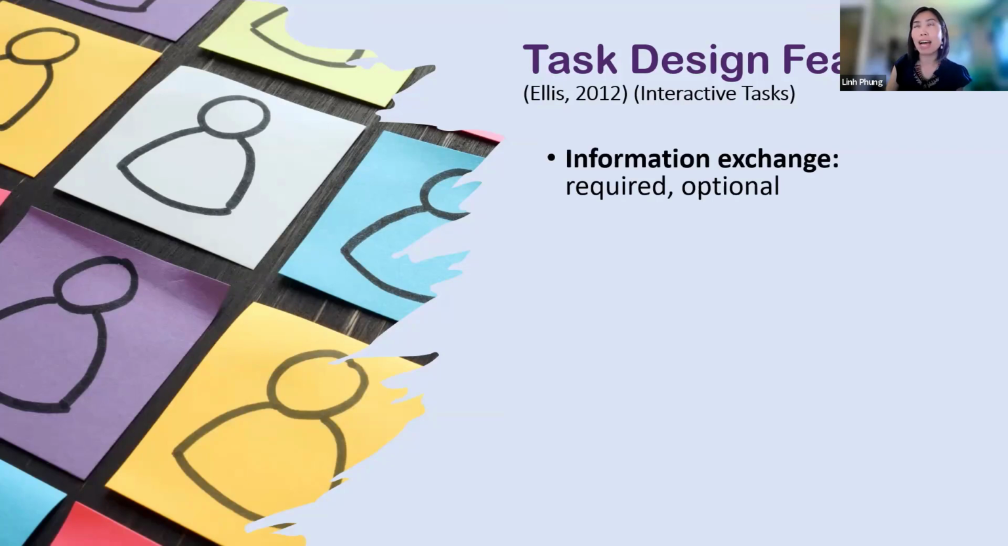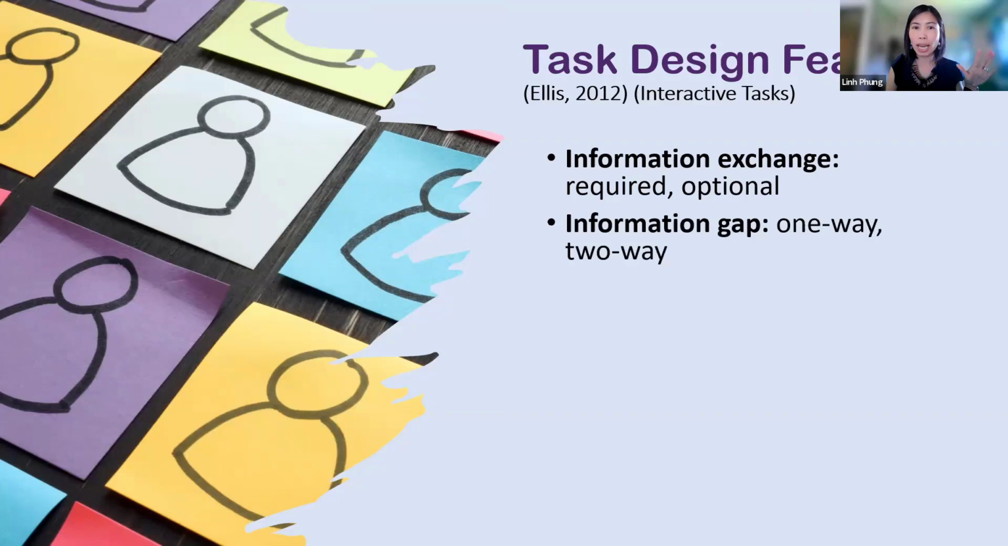So when you design a task, you may think about whether information exchange is required or optional. Exchange in the sense that you and I have to exchange information. Whether the information gap is one-way or two-way. In the previous example, you can see that the information gap is two-way, right? Both people have access to different information. But if I am the speaker and you're the listener, and I have the information and you just have to follow what I say and do something with it, then the information gap is one-way. And this is typical of listen-and-do tasks. I tell you to do things and you have to carry out an action.